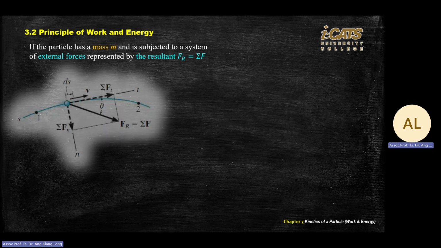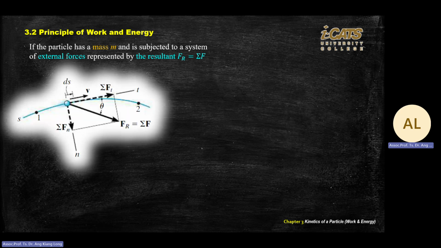So let's say you have a particle with a mass m subject to an external force represented by a resultant force. We don't care what the individual forces are, but we sum them up and get a resultant force Fr acting on the particle.